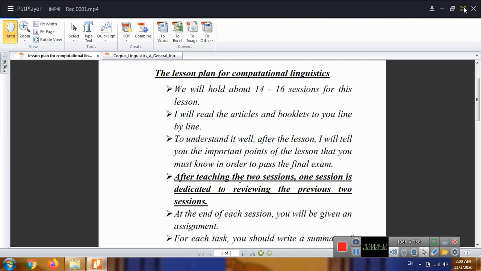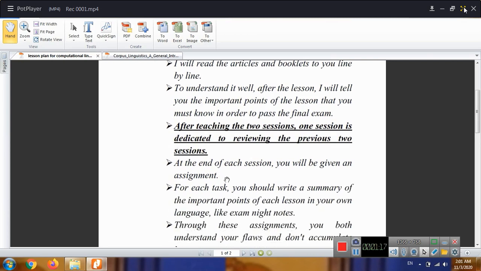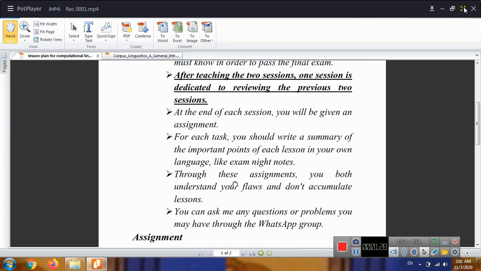After the lesson, I will tell you the important points that you must know in order to pass the final exam. My way is the same as in your previous semester. I had about 2 lessons with you, and in this semester I have the same way of teaching. After teaching 2 sessions in this semester, one session is dedicated to reviewing the previous 2 sessions.